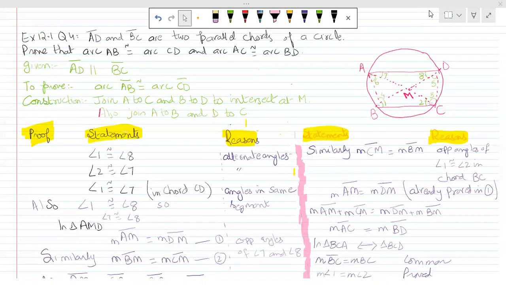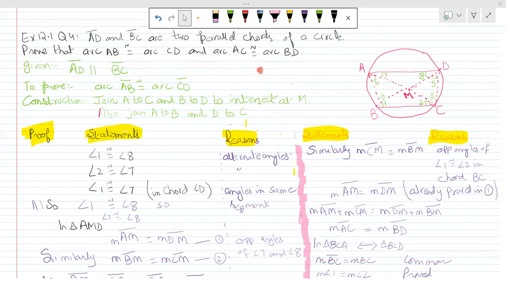Okay, now see the last question of this exercise 12.1, which is question number 4. We are given that AD and BC are two parallel chords of a circle. Here you can see AD and BC, two parallel chords in a circle. We have to prove that arc AB and arc CD are equal, and that arc AC and arc BD are equal.